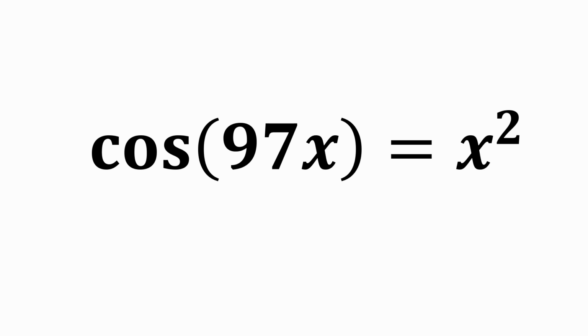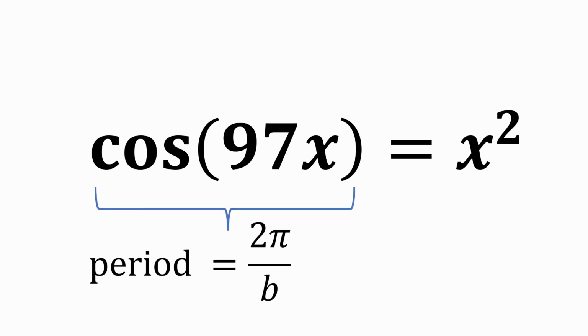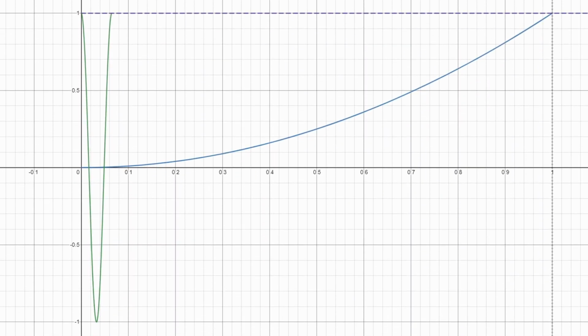Let's first calculate the period of this cosine function. Recall the period of the cosine function is equal to 2 pi over b, where b is the x coefficient. So our period is 2 pi over 97. Now let's see what one period of cosine 97x looks like in relation to x squared. Here's one period or cycle of cosine 97x graphed in green, and I have x squared graphed in blue. Notice that for one full cycle of cosine 97x, there are exactly 2 intersection points.